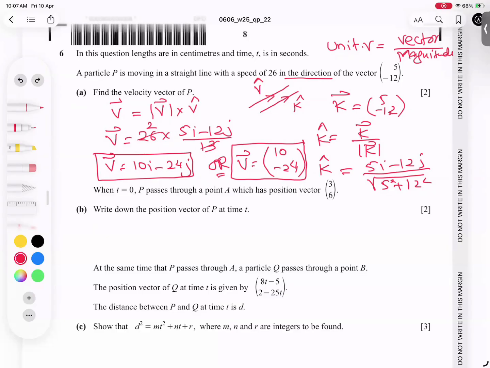Part number 2, he's saying that at the same time, time t equals 0, P passes through a point, and that point is (3, 6). Okay. And before I start, you can see, students, the i component is positive and the j component is negative. If I make a rough diagram, look, all of you, please. So x is the right side, positive, and y is downwards, negative. So if I move this and this, if I join them, I get this kind of direction.